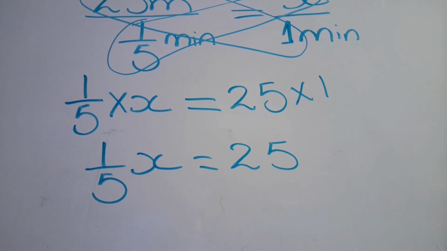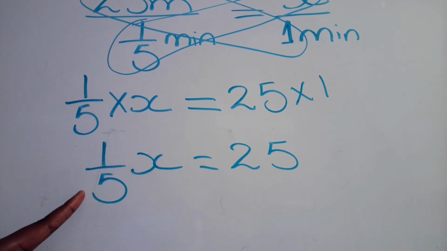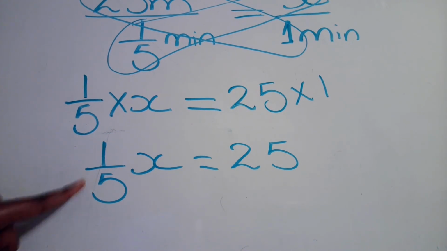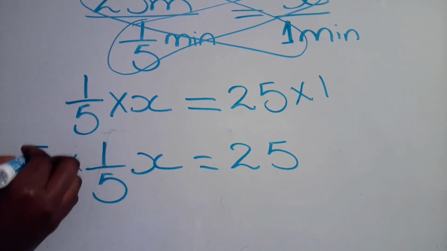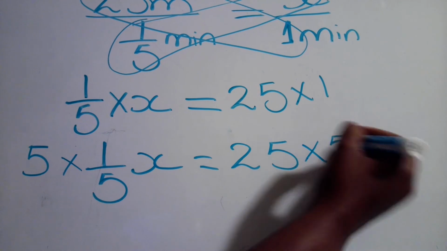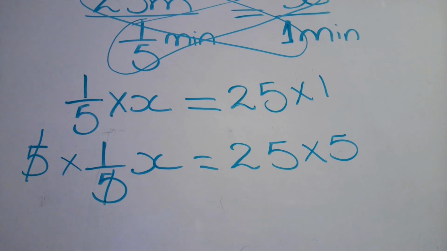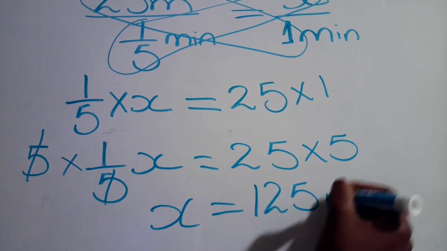So, to find what 1 of the x is equal to, we can multiply both sides of the equal sign by 5 to get rid of this 5. In other words, we are multiplying by the opposite or the flip of the fraction. So we multiply this side by 5. We also multiply this side by 5. The 5 would cancel here. We are only left with 1x, which is the same thing as x. 25 times 5, that's 125 minutes.